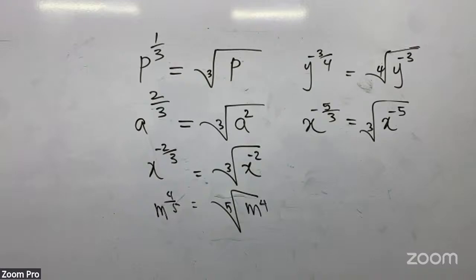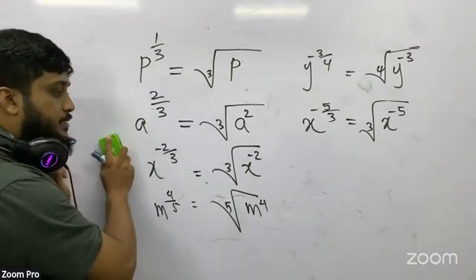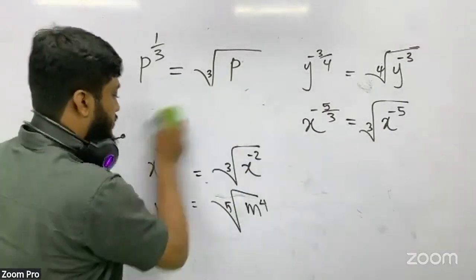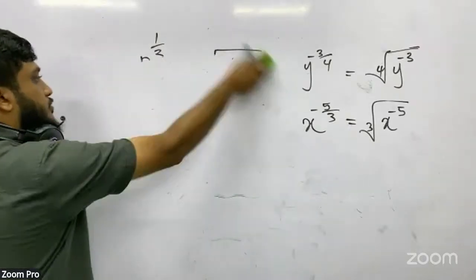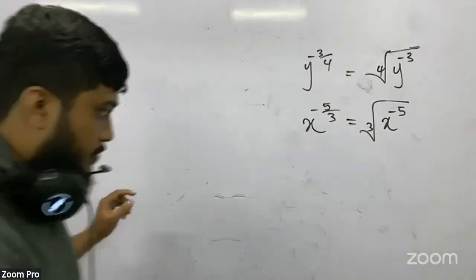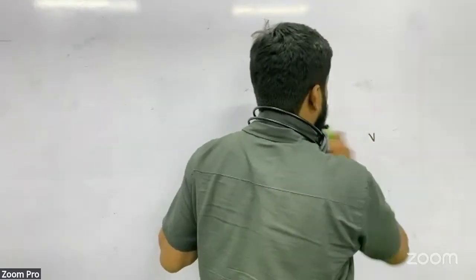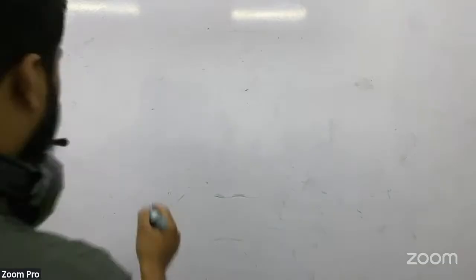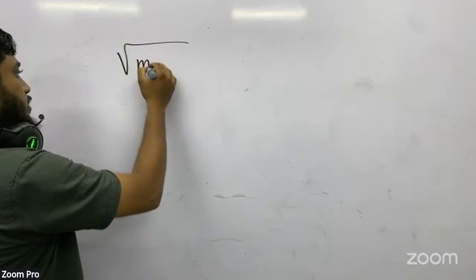Next one. Number 2, write using positive exponents. That is square root m to the power minus 1. Shall I erase this? Okay. Now what is this? Square root m to the power minus 1.